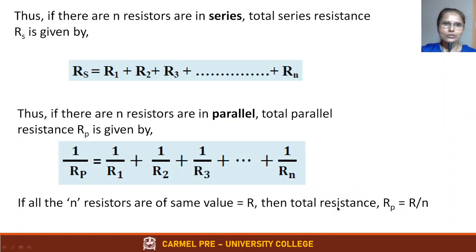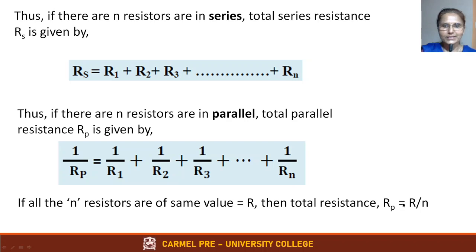Now we can also have n resistors in series. Then all you have to do is add them all. You can have n resistors in parallel. All you have to do is take reciprocals and add them all. If all of these are the same, 1 by R plus 1 by R plus 1 by R plus 1 by R, what is it going to be? It will be n by R. So 1 by Rp is n by R. What is Rp? R by n. That is what it is going to be.